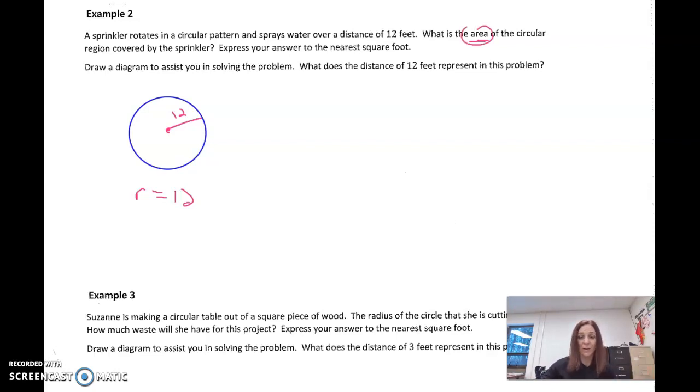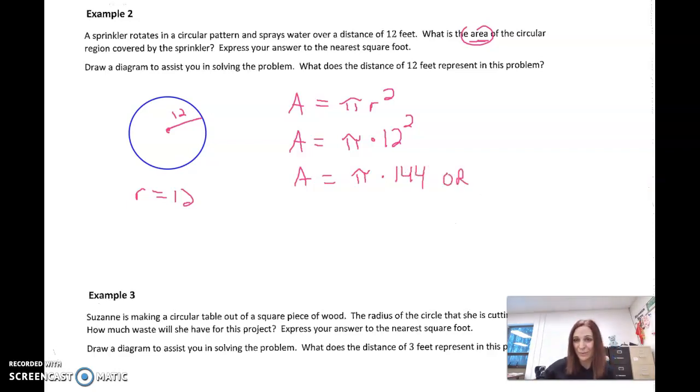So I'm going to write down my area formula. Area equals pi times the radius squared. So if you write down what your formula is, then you know what you need. I need a radius. Oh, I have a radius. So my area equals pi times 12, I substitute 12 in for r to the second power. Now, this again means 12 times 12. So my area equals pi times 144.